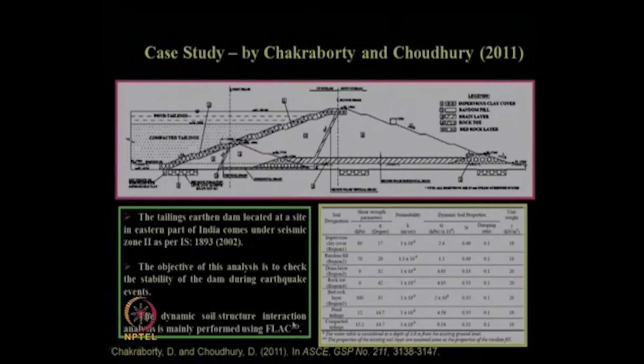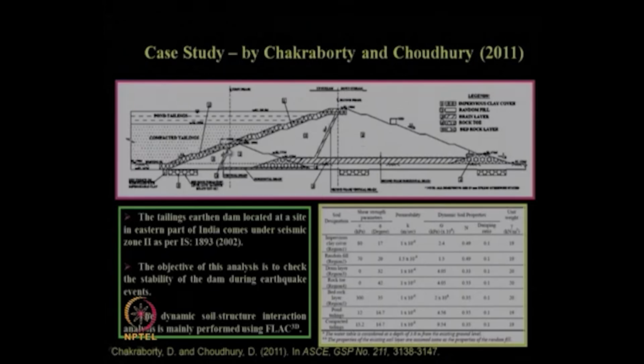3D means 3 dimension. We use 3 dimensions because all the dimensions of the dam were given by the concerned agency, and these are the various input values of soil parameters, dynamic soil parameters, static engineering properties of soil, etc., for different zones of this tailing dam.